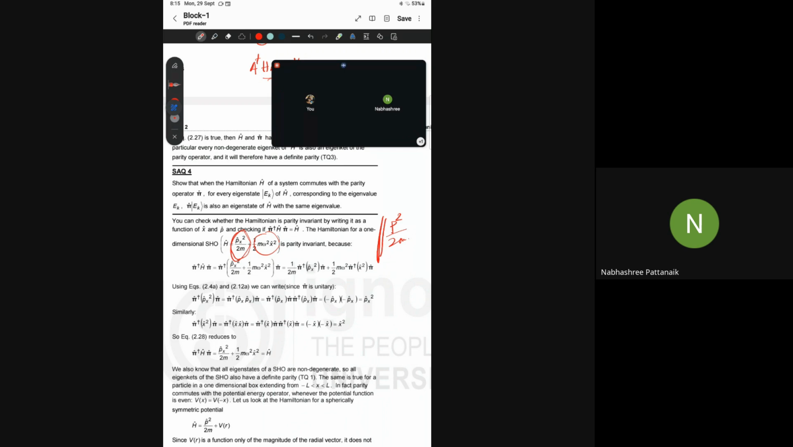Now m is the mass of the particle, so it will not change under parity. What will change? The position will change under parity, and the momentum will change under parity, isn't it? So then, if I take this quantity pi dagger H pi, that's what I have to find out, right?